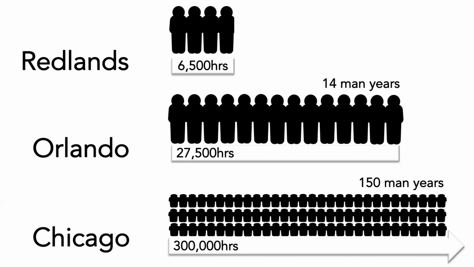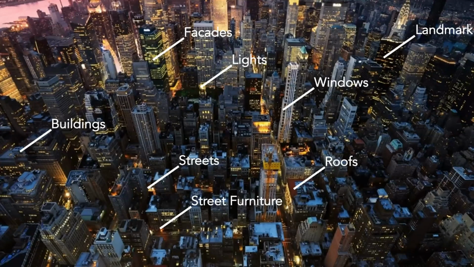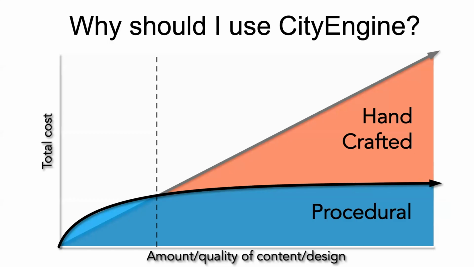But that's not all there is to do. It doesn't stop there. A city has more than just buildings. A city also includes things like facades and lights and windows, street furniture, roofs, rooftops, all those things. And so this can easily become a pretty time-consuming and very tedious production task. That's why it makes sense to use smart technology instead of tedious manual labor.